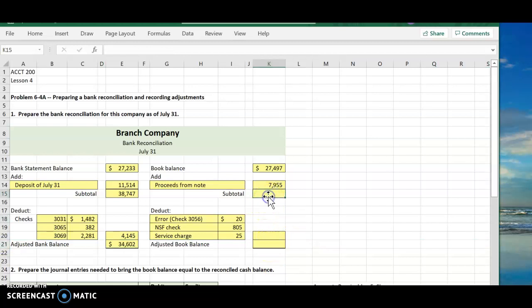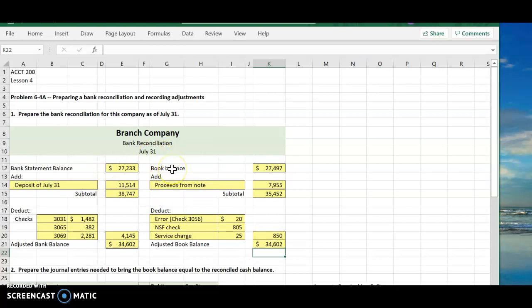So let's go up here and see what we've got. We're going to sum these two, and we're going to sum up all of the deductions. And our adjusted book balance then is the $35,452 minus the deductions, $850, and so we have a balance of $34,602. So we're in balance. That's a good thing. And then next month in August, we'll do it all over again.